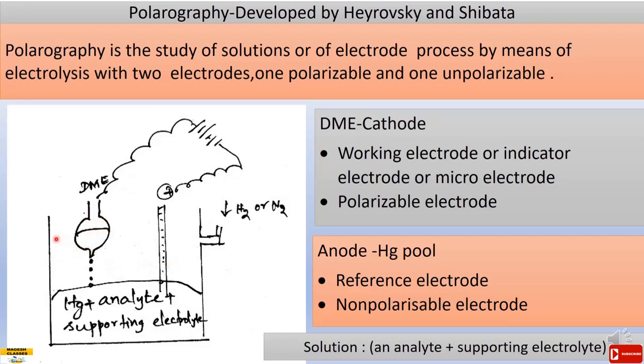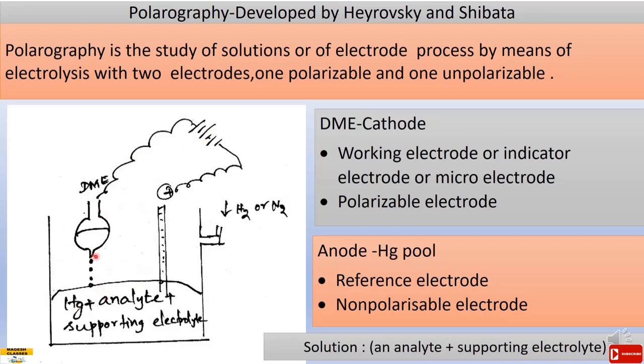Here the container consists of mercury along with the analyte, the substance we are going to determine. The solution consists of an analyte and a supporting electrolyte. So polarography is the study of solutions or electrode processes by means of electrolysis with two electrodes, one polarizable and another unpolarized. So when voltage is passed, what happens? The current is applied to the system.